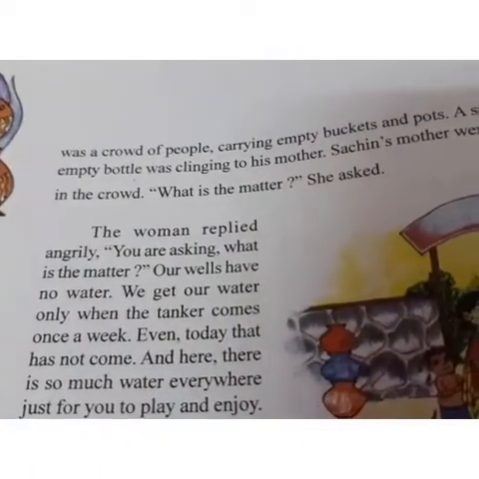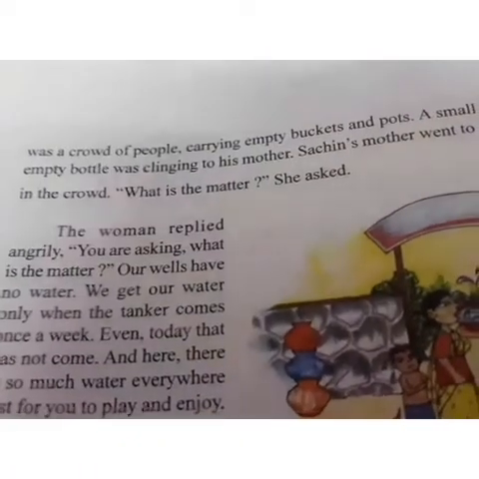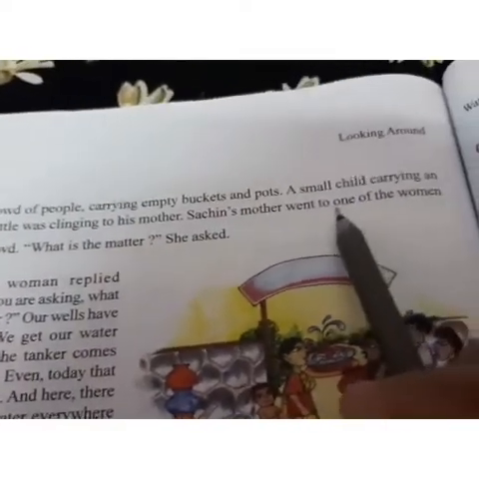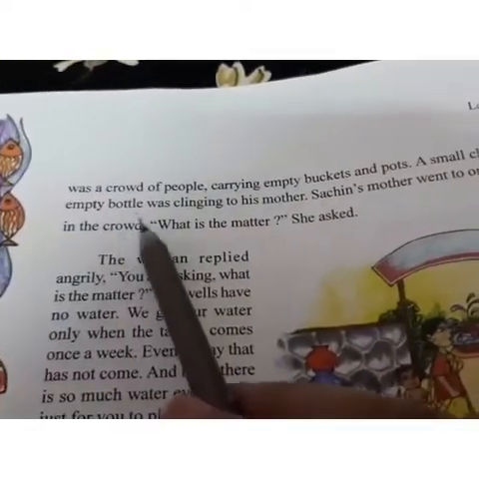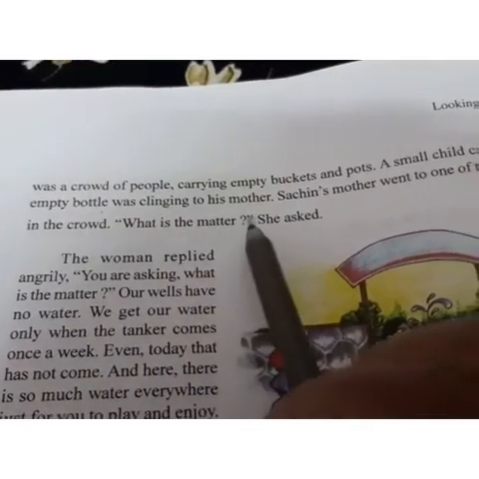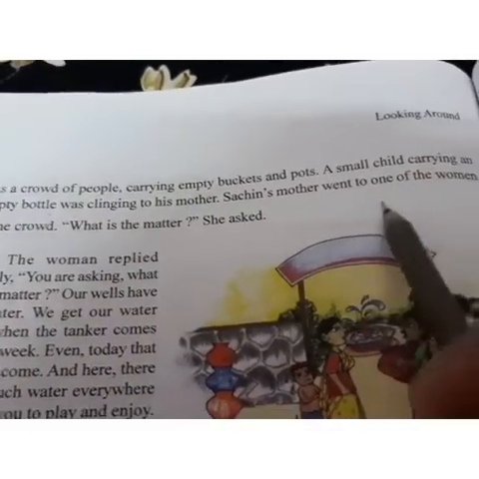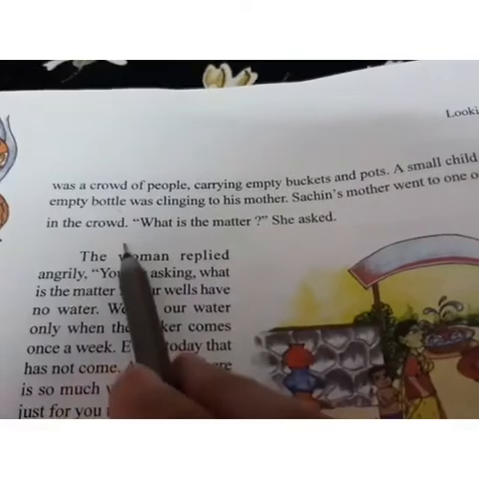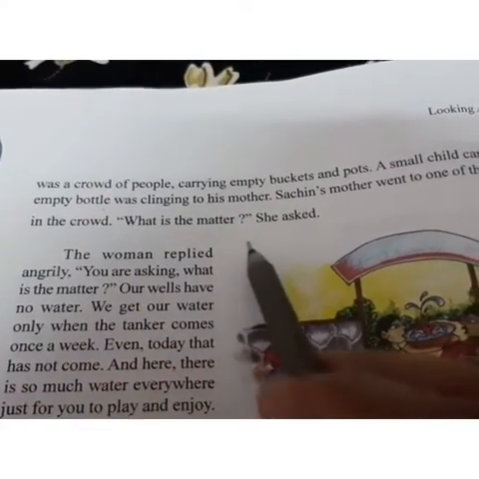There was a crowd of people carrying empty buckets and pots. A small child carrying an empty bottle was clinging to his mother. Sachin's mother went to one of the women in the crowd. What is the matter? she asked.